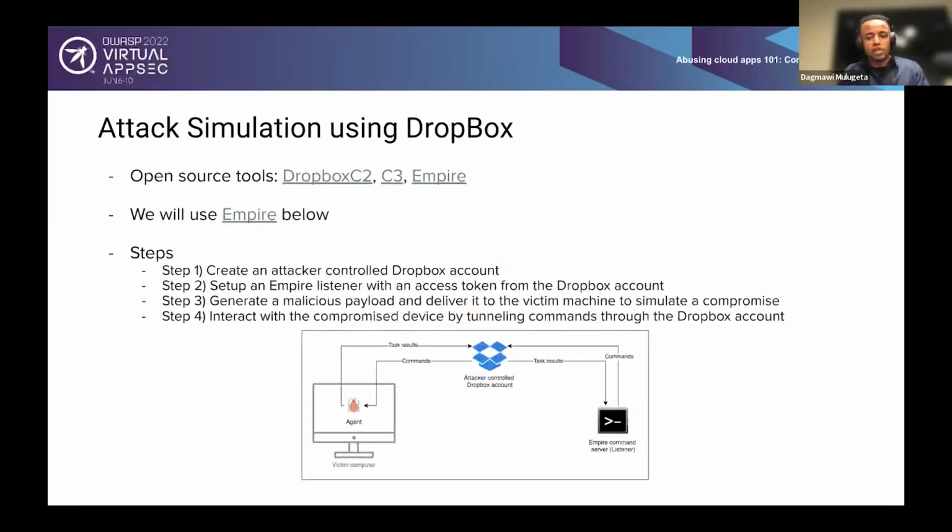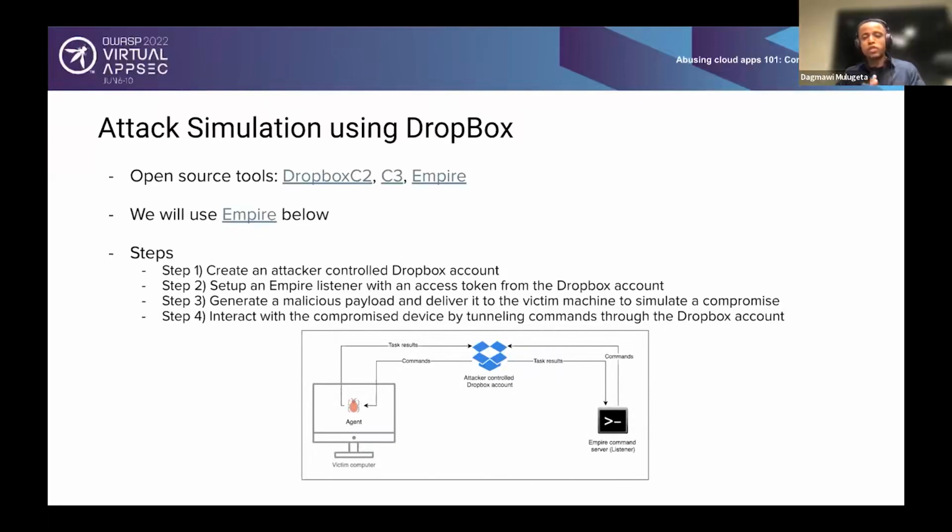So how can we simulate this in our network, right? You can do this using tools like Dropbox C2, C3, or Empire. For us, we're going to use Empire below, but that's somewhat arbitrary. You can really use any of the tools and achieve the same result. We're going to follow a 4-step process to do this.